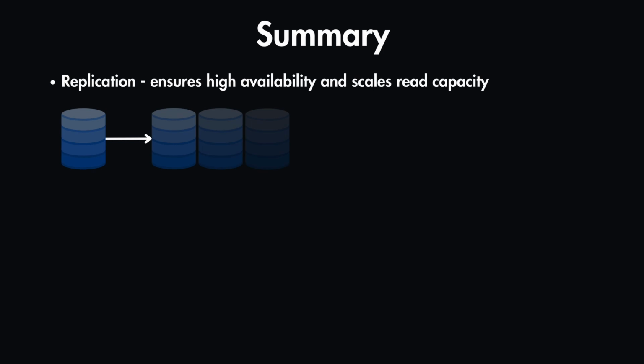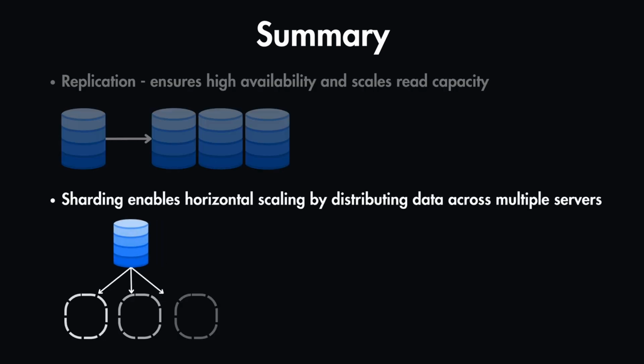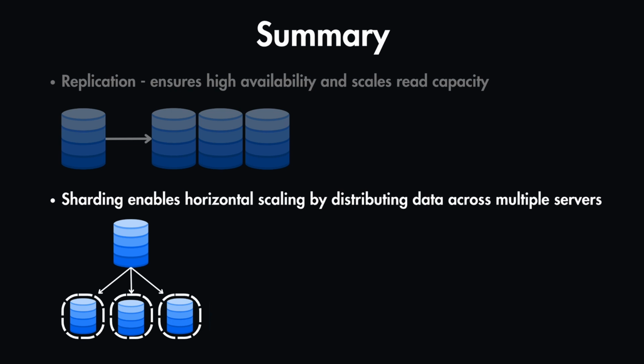So to summarize, replication ensures high availability and it also scales the read capacity, while sharding enables horizontal scaling and it distributes data across multiple servers. And the choice between these two techniques depends on the requirements of the specific system and its data. And it's very common to use both of these in combination, which means that you can use both replication and also sharding to shard each of the leader or follower databases in the replicated schema.